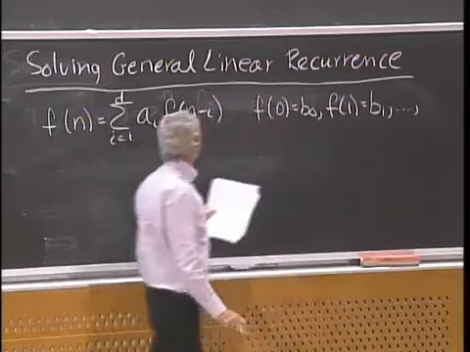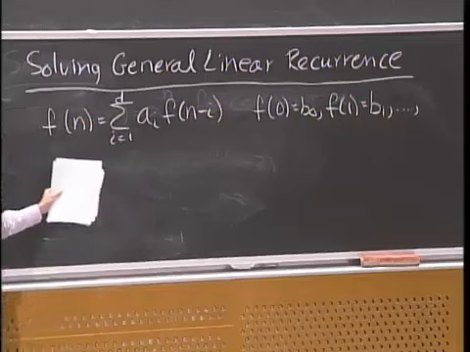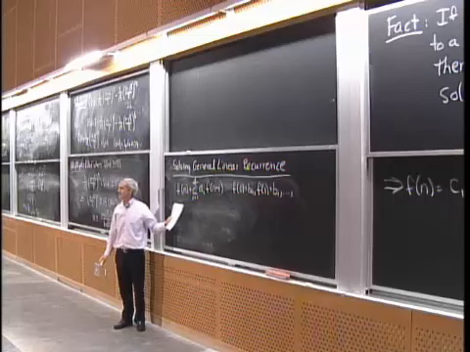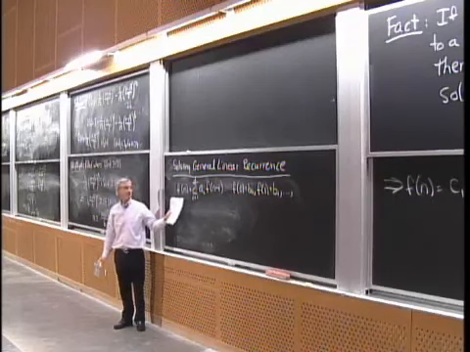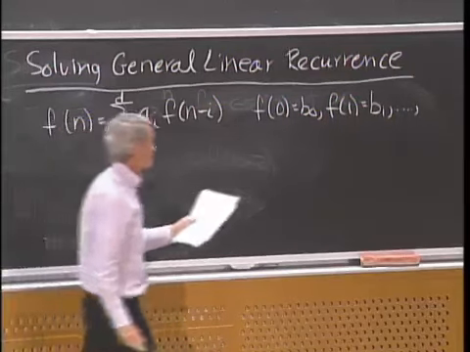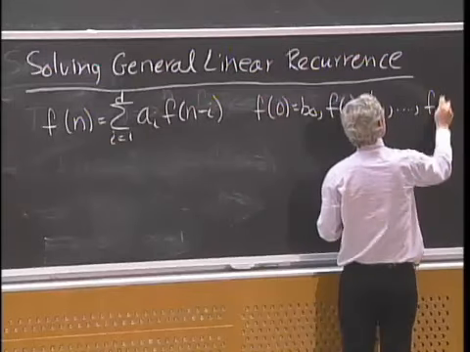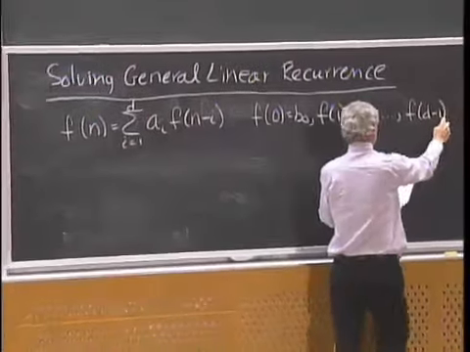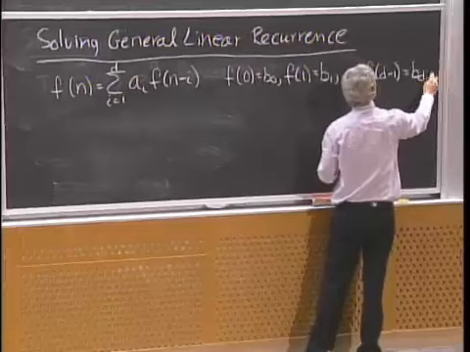And how many boundary conditions do you think I'm going to need to have? Any guesses? I had 2 for Fibonacci. In this case, I've got d terms. I'm going to need d boundary conditions. So we'll go all the way to f of d minus 1 equal to b of d minus 1.